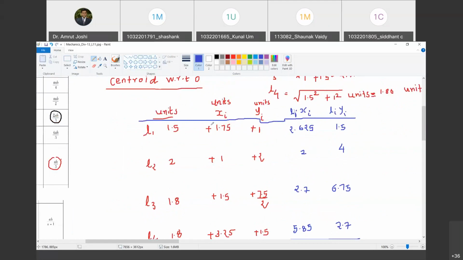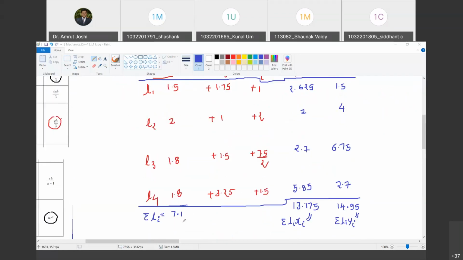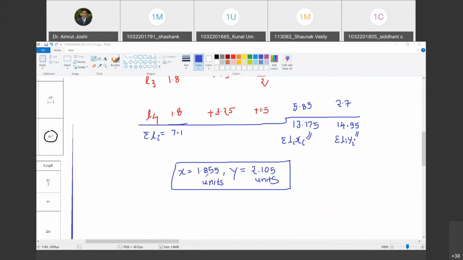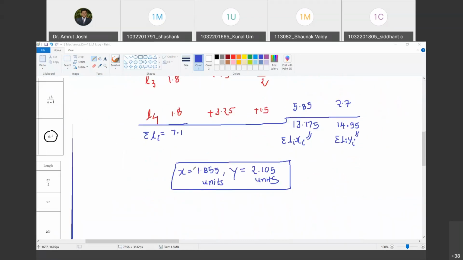So this is L1. We had already located the x coordinate of centroid of L1 from O, and that is 1.75, and y coordinate is 1. So what I have done is I have just taken summation Li xi and summation Li yi. Summation Li xi turns out to be 13.175 and summation Li yi turns out to be 14.95, whereas summation of lengths of all the members turns out to be 7.1. So x coordinate of centroid of this wire structure turns out to be plus 1.855 and y coordinate turns out to be plus 2.105.